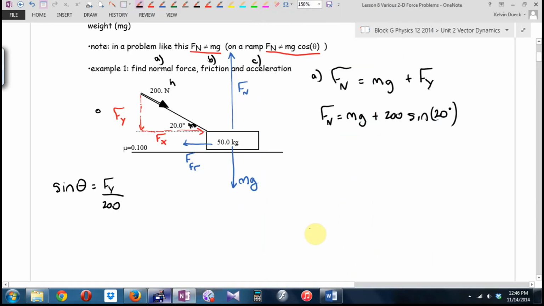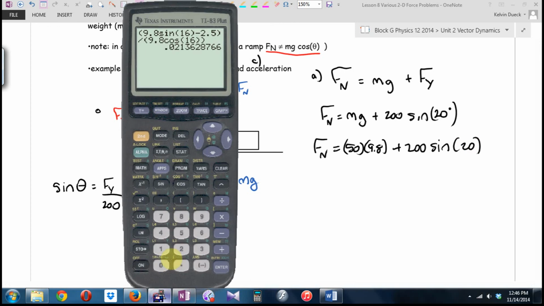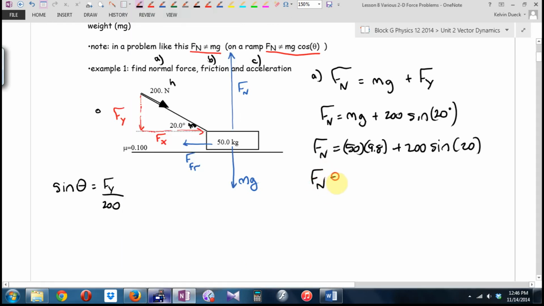What was m? Please tell me. 50 times 9.8 plus 200 times the sine of 20. And I get 558.404. Well, since this is a final answer, I'll go to 3 sig figs, 558. Units: newtons. Okay. Cool.